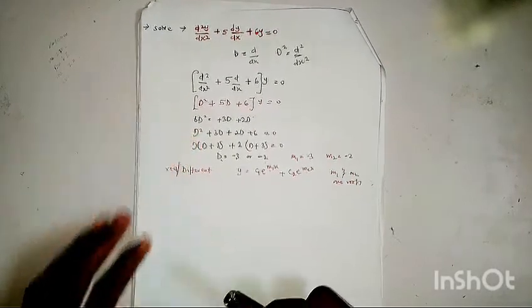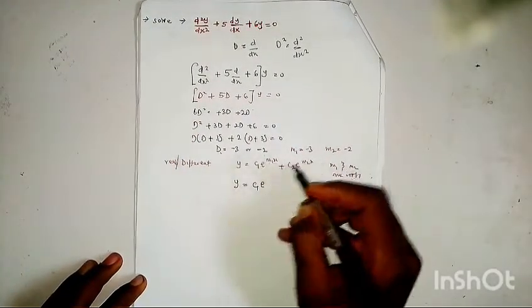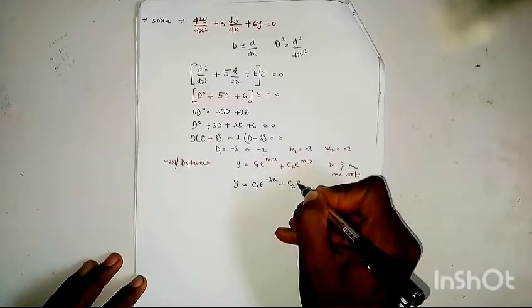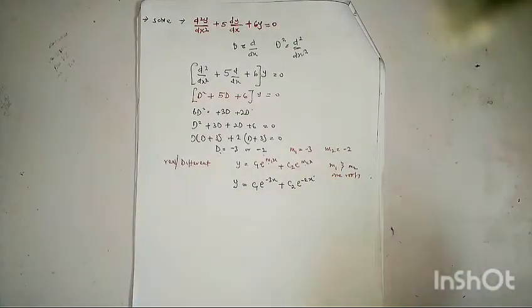So basically the equation of my homogeneous differential equation here is y is equal to c1 exponential minus 3x plus c2 exponential minus 2x. That is that. This is a very simple and easy method of solving differential equations. So let's take another example in case we have real and equal roots.